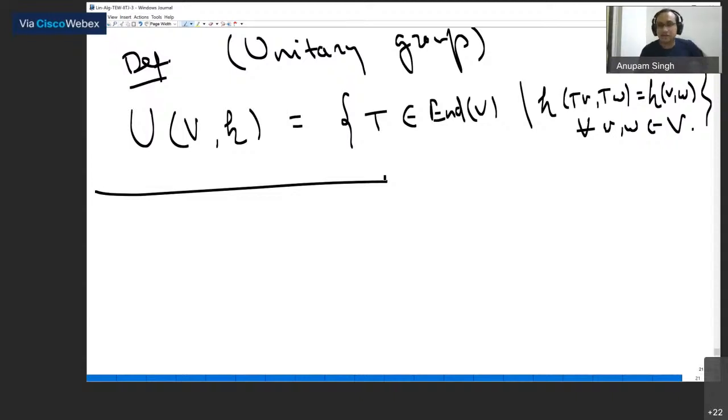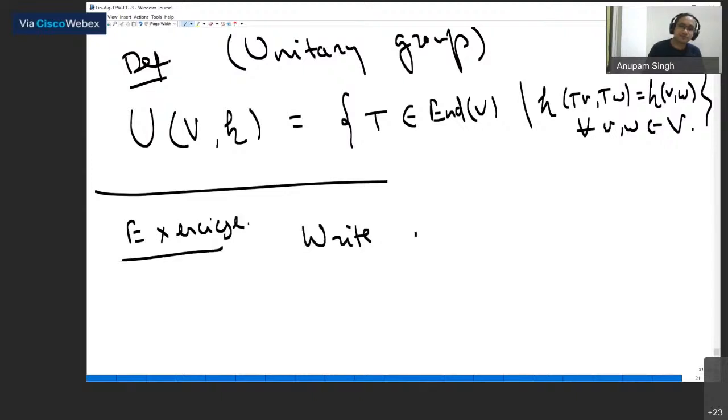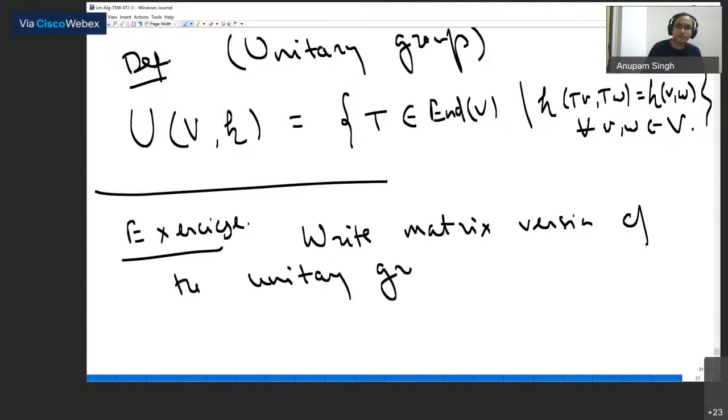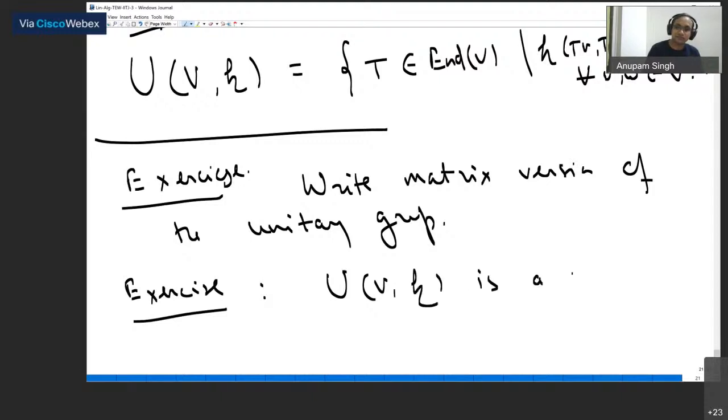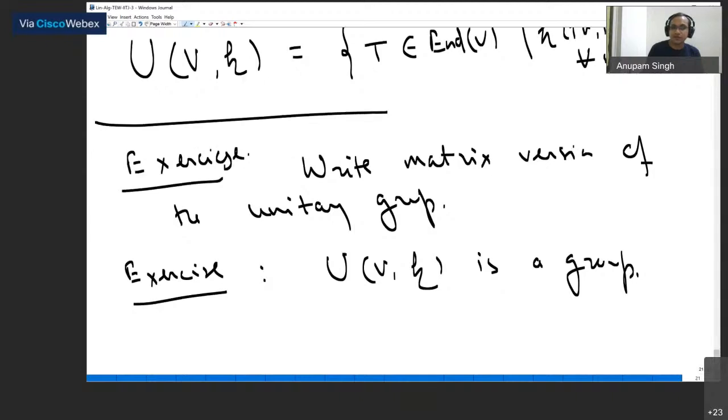Once again, one can write the matrix version of this, but I will leave it for you to write. So maybe as an exercise, write the matrix version of the unitary group. Another exercise is, of course, to verify that this is actually a group. Although I called it a unitary group, this set is a group. This is another exercise: U of V, H is a group.